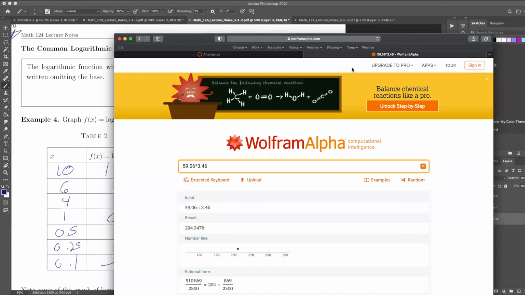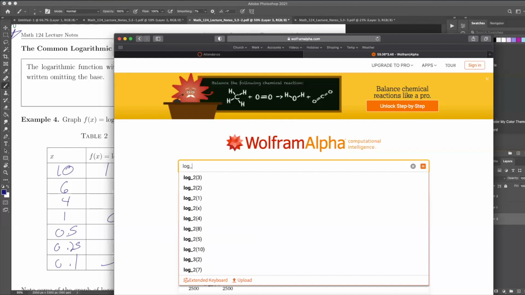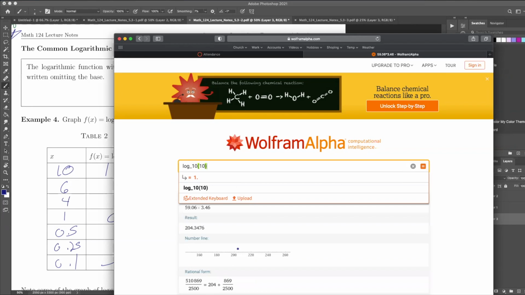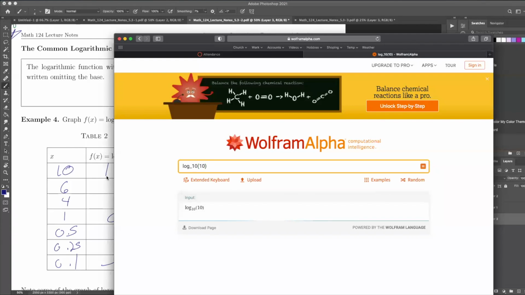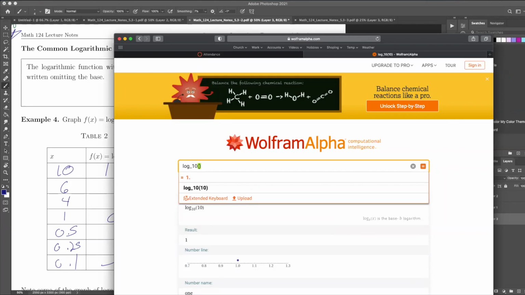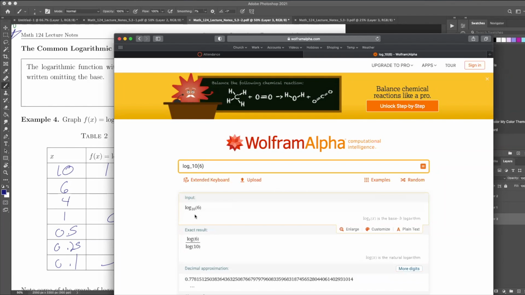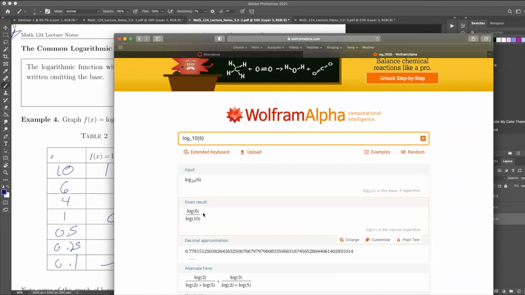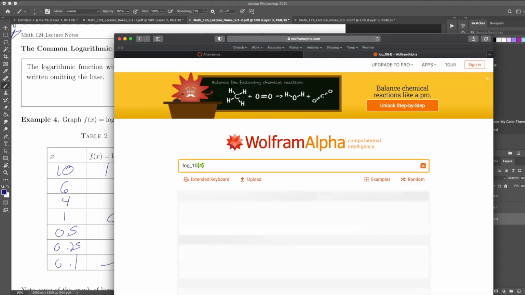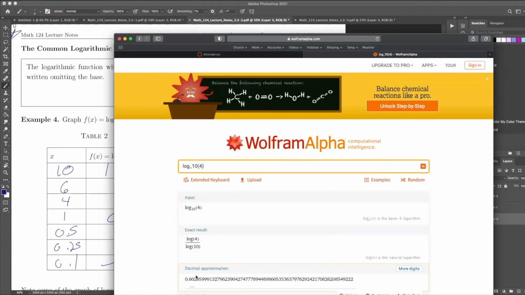I think Wolfram Alpha uses the opposite convention. So here you just type in log, and you put base, and then you put 10. We'll put in 10 and see what we get. So log base 10 of 10 is indeed 1. If we had log base 10 of 6, we get 0.7, right? Log base 10 of 4, we get 0.6, right? And so you can just type all this in.